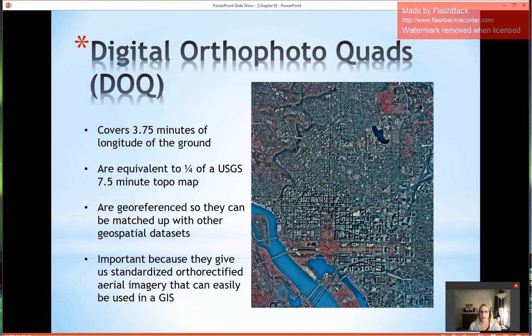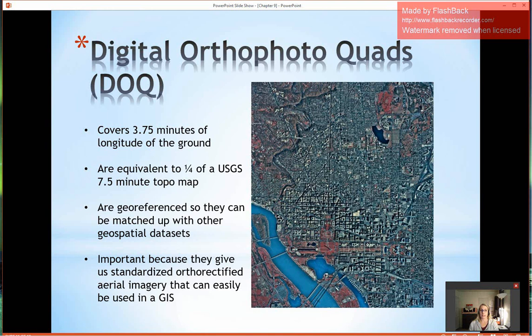So moving on to something else, the next level of this aerial photography that is truly integrated with GIS are digital orthophoto quads, also called DOQ. They cover 3.75 minutes of longitude on the ground, and they're equivalent to a quarter of a USGS 7.5 minute topo map. If those things are unfamiliar to you, we will be going through what that means in later sections. These images are geo-referenced, so you can actually line them up with other maps that are geo-referenced to the same coordinate system.